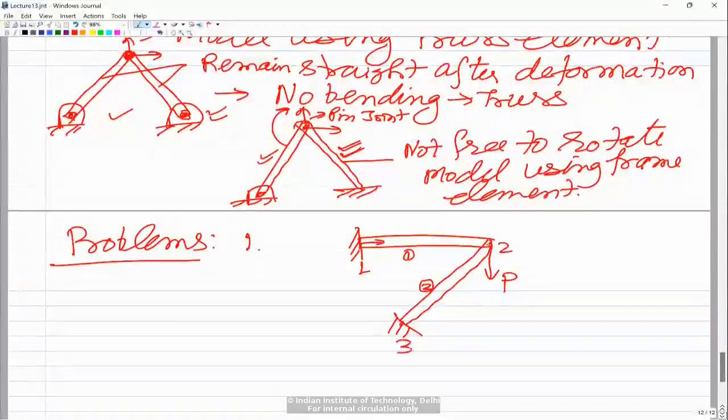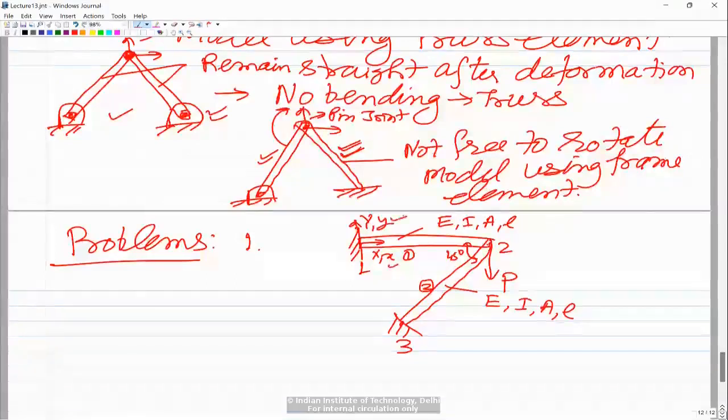So these are the global node numbers, and the Young's modulus is E, the area moment of inertia is I, cross sectional area is A, and length is say L. Similarly for this, Young's modulus is E, area moment of inertia is I, cross sectional area is A, length is L. So both are identical, and this angle is 45 degrees. So for the first element, you will have this as global x and local x. Local y and global y would both be the same. This is a global x and this is a global y. These are the same for both the elements.